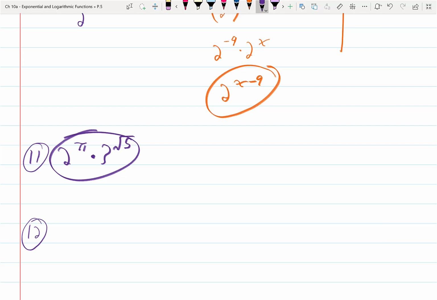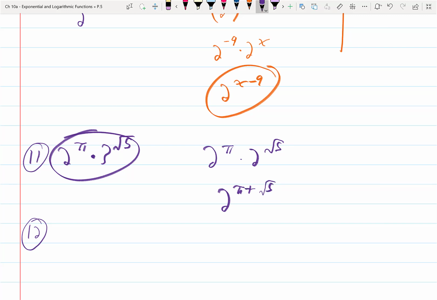Is it because they have the same base? It's these two? Yeah. They don't have the same base. Yes, that's why. If they did, you could bring them together and add them. So like 2 to the pi times 2 to the root 5, you could write as 2 to the pi plus root 5. That'd be okay.